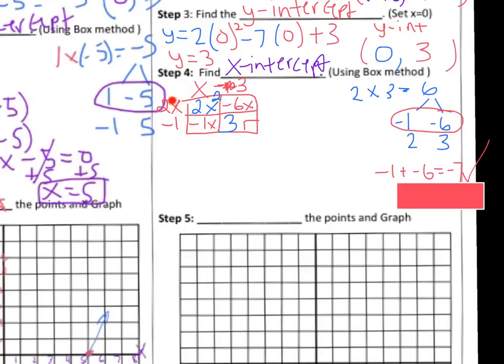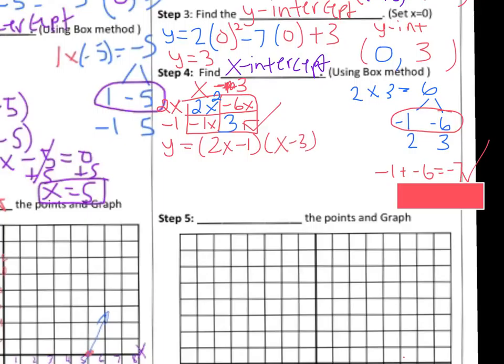So 2x times a -3 will give us a -6. I'm sorry. So in this case, -1 times -3 does give us a +3. And we can check. So let's factor our polynomial. So y is equal to 2x minus 1 times x minus 3.